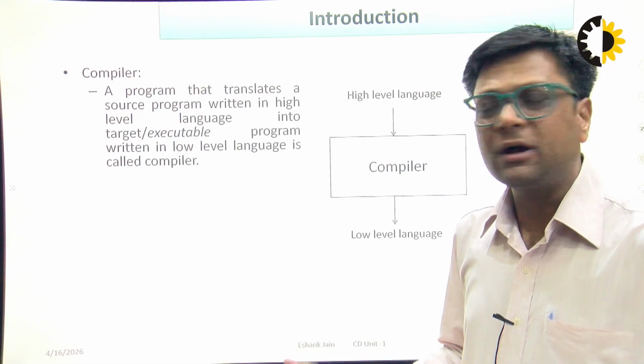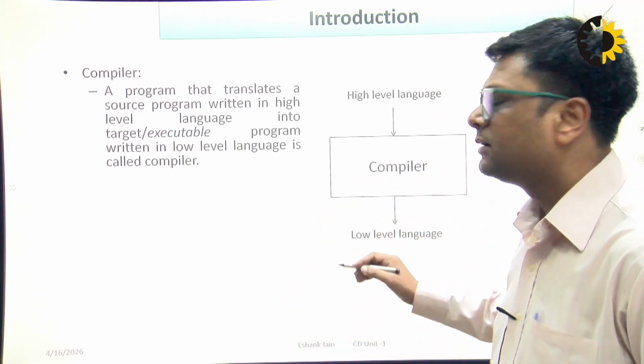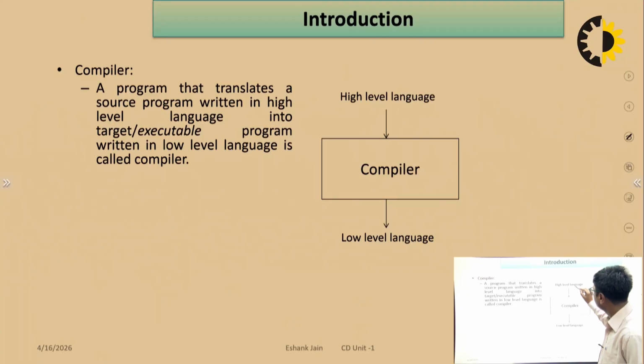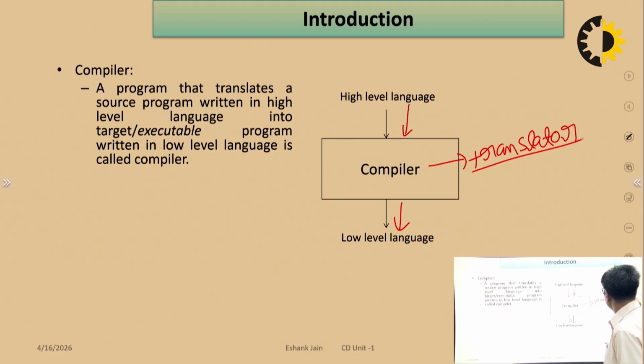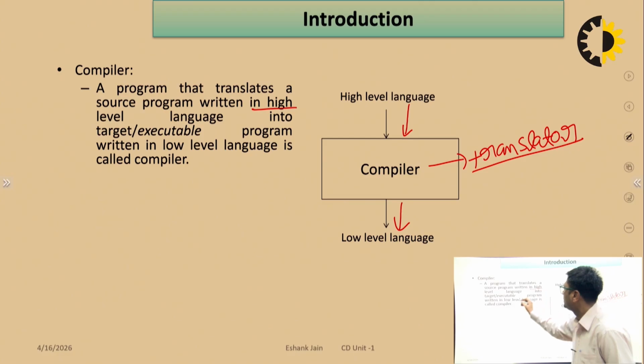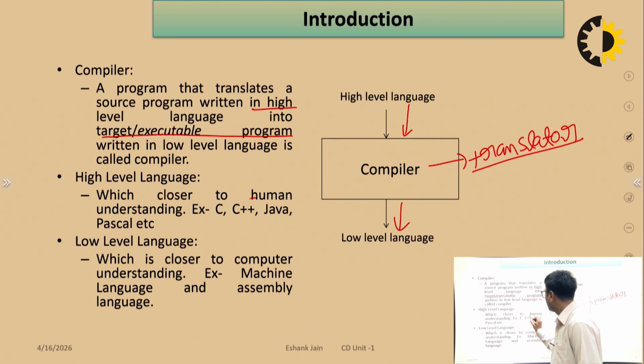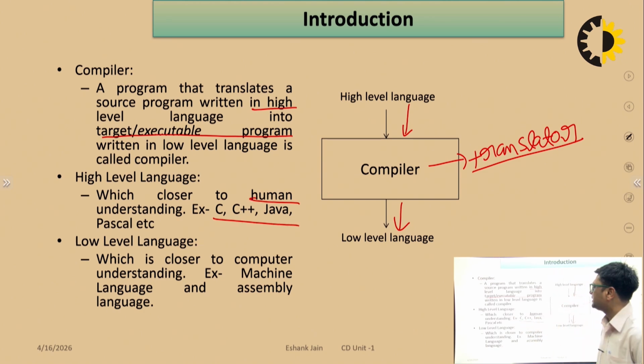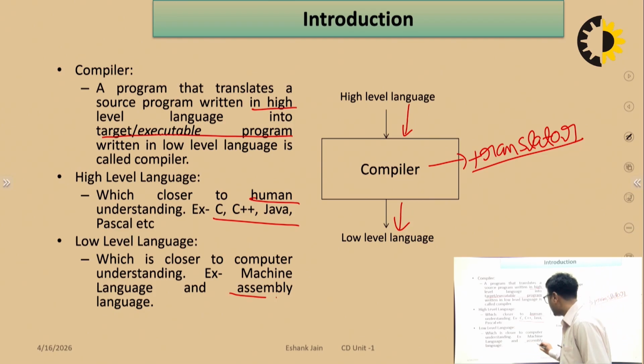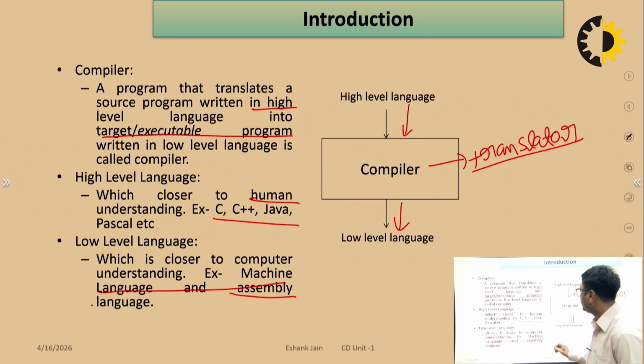This is the block architecture of a compiler, in which this is the high level language, this is the low level language, and this is the compiler, meaning this is a translator that converts the high level language into the low level language. Next, what is a high level language? That is C, C++, Java, and low level language is assembly language and machine level language, known as 0s and 1s.